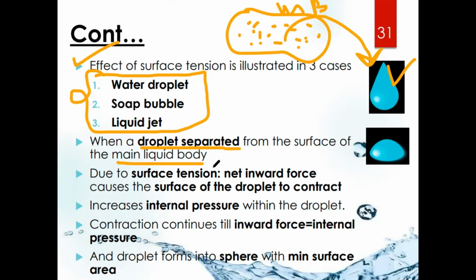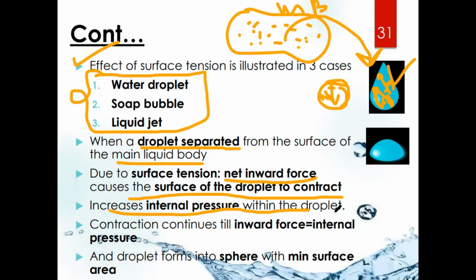surface tension, what happens? A net inward force causes the surface of the droplet to contract. Obviously, inside this water droplet there will be a liquid pressure, an inward pressure. Due to the surface tension, that inward force causes the surface of the droplet to contract. That is why it keeps the droplet together. The internal pressure goes on increasing within the droplet. As the pressure increases, the contraction continues. Till where does it continue? Till the inward force is equal to the internal pressure.